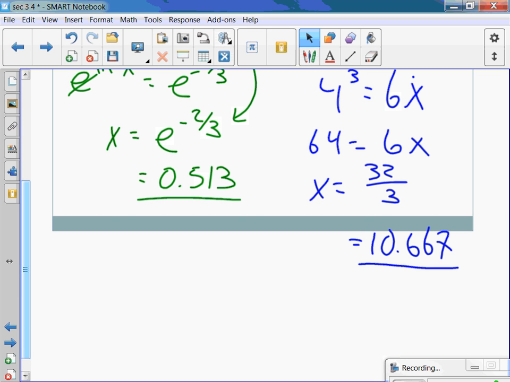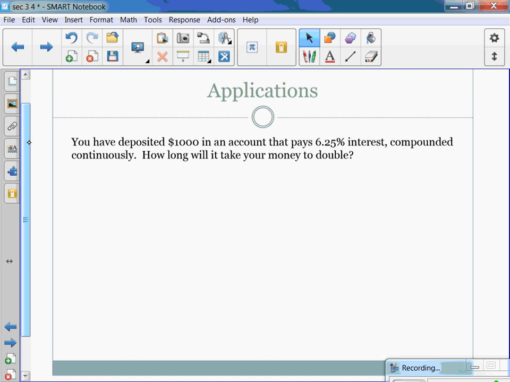Questions on this? Let's take a look at some applications here. Same stuff we had before, dealing with our exponential rate of decay and our compound interest. So here we have deposited 1,000 in an account that pays 6.25% interest, compounded continuously. What formula are we using here?